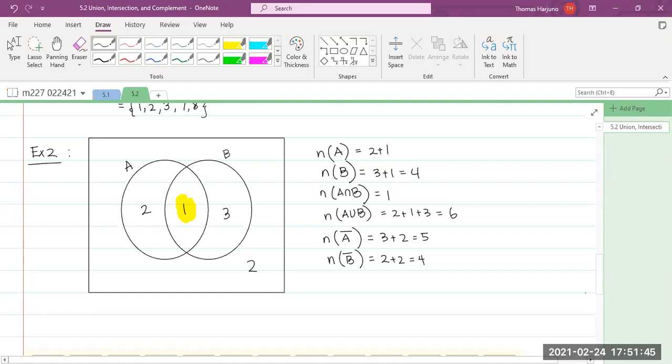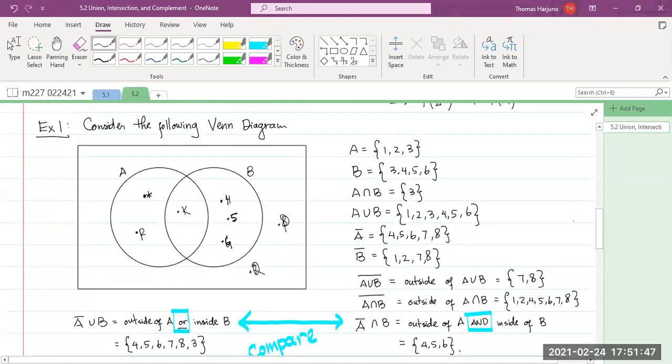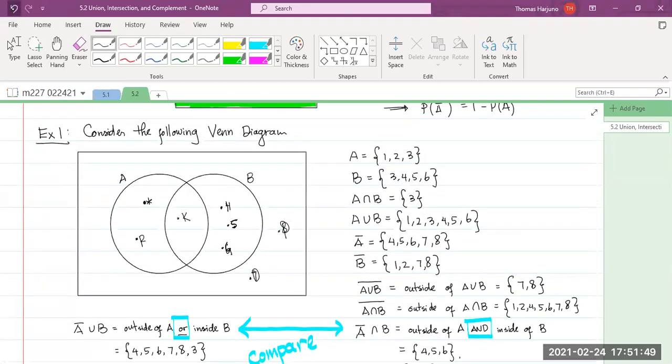Okay, now I need to reverse those back. I need to reverse this back. Otherwise, I get confused.